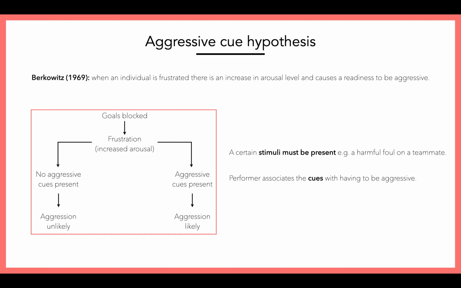And the performer associates that cue with having to be aggressive, a bit like in ice hockey when sometimes players will start fighting, so their cue might have been an intent to harm in a tackle. So that tackle was the cue to start fighting, but the teammates see a fight, and when they see a fight, they think they have to now be aggressive. So their cue was seeing their own teammate fighting, so they'll associate with that.